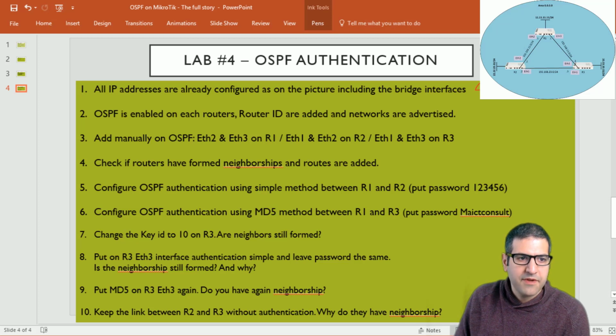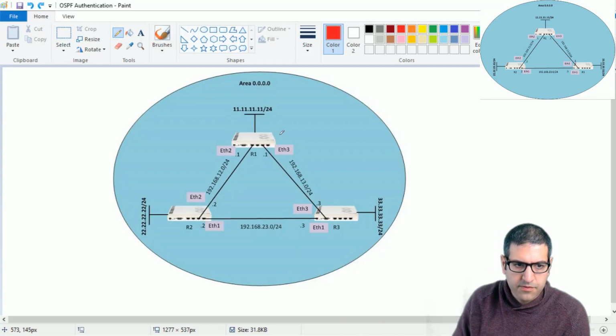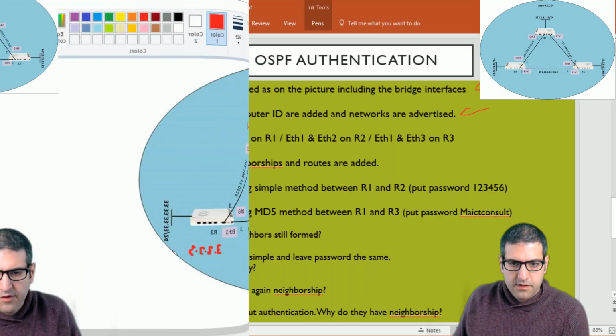Number 2, OSPF is enabled on each router. The router IDs are added and the networks are advertised. I have also enabled OSPF on each of the routers, added the router IDs and the networks. The router IDs are not shown in the picture, but it's as always: the router ID for router 1 is 1.1.1.1, here is 2.2.2.2, and here 3.3.3.3. So this is also done.